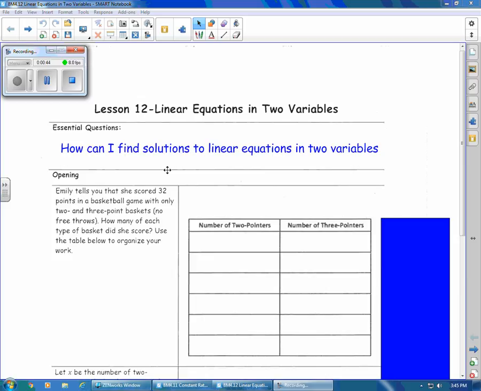She scored a total of 32 points. How many possible 2-pointers could she have, and how many possible 3-pointers could she have? Go ahead and pause the video. You're just starting, and I'm going to ask you to pause it and see if you can work out how many of each basket she could possibly have.